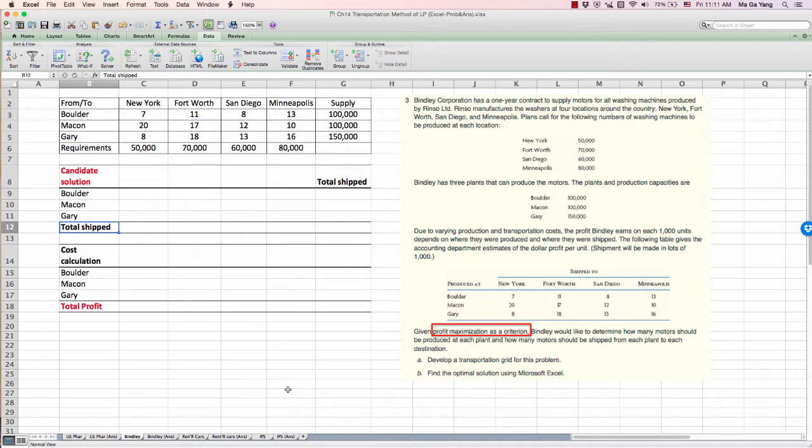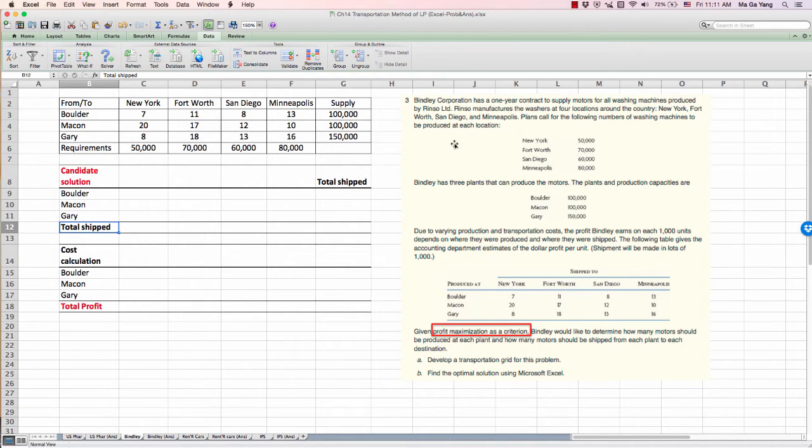This is about Bindley Corporation. So you can click the Bindley tab named Bindley here, and we will use this problem. This is different from the previous rental car problem, because this problem is asking for profit maximization as a criterion.